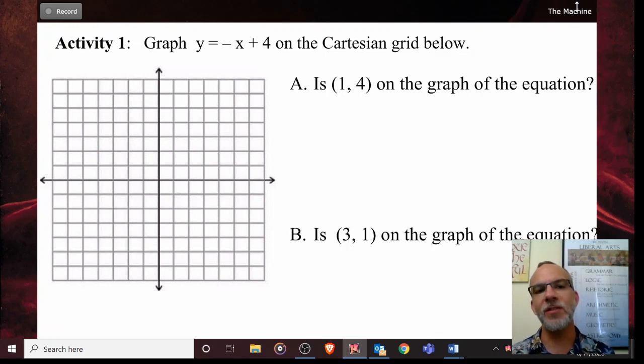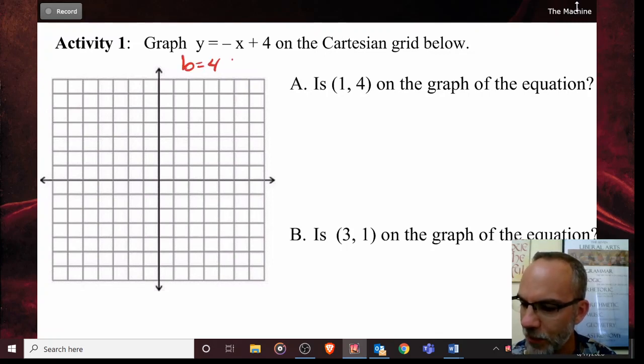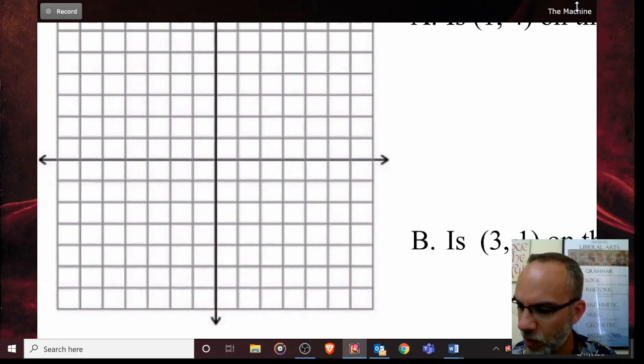All right, so activity 1, and this is still kind of review, but we're going someplace. Graph y is equal to negative x plus 4 on the Cartesian grid below. All right, so I'll do this in red. In order to graph these, I want my y-intercept, which is 4, and my slope, which is negative 1. So I come over here and go up 1, 2, 3, 4. I start right there, and then I go down 1, right 1, and down 1, right 1, and down 1, right 1, and so forth like that.